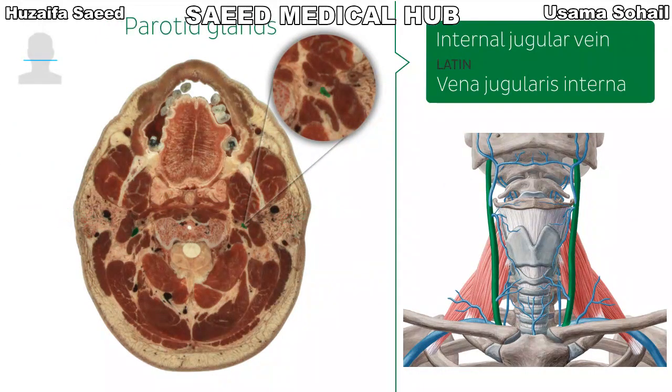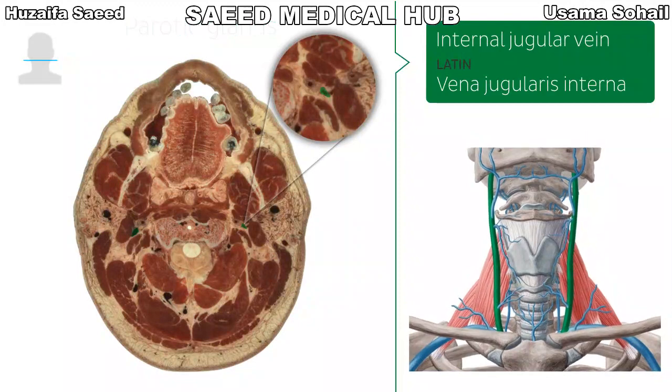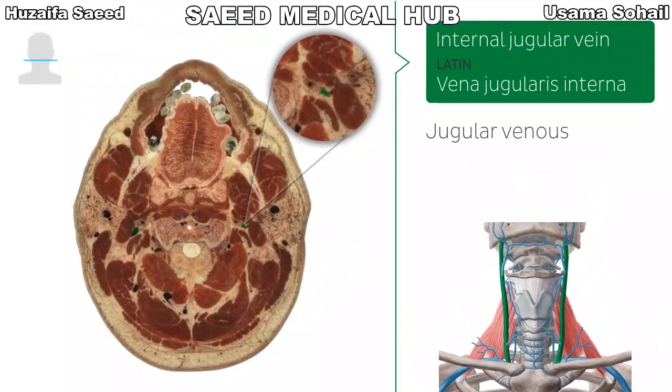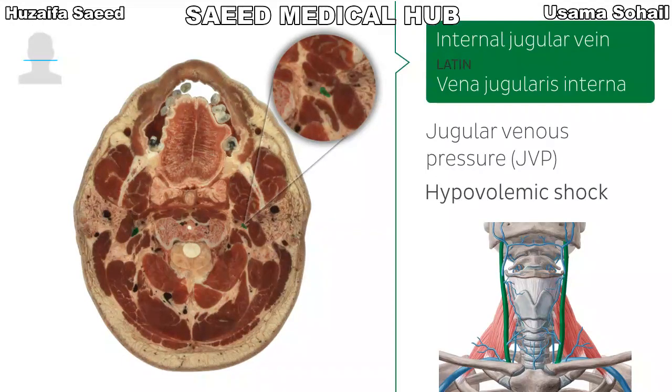The internal jugular vein is of course a very important vein that collects blood from the brain and parts of the face and neck. It's also important in clinical practice, as it's used to measure the jugular venous pressure, or JVP, which estimates the pressure of the right atrium. As it drains blood from several regions, it's quite a large vessel, and therefore damage to the internal jugular vein could cause significant blood loss, which could potentially lead to hypovolemic shock and even death.